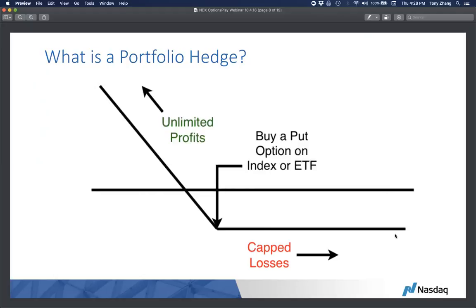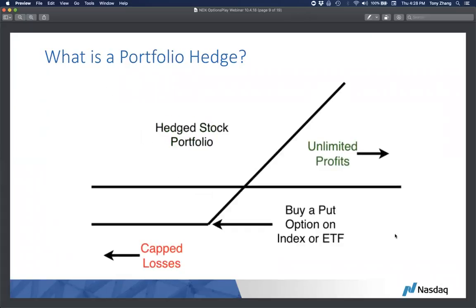So how does your portfolio look when you combine your stock portfolio with this put option that you buy? This is what a hedged stock portfolio looks like. You have your stock portfolio, but you've bought a put option on the index or ETF. And this maintains your unlimited profit upside if the market continues to go higher. So you still participate in your capital appreciation as the markets continue going higher.